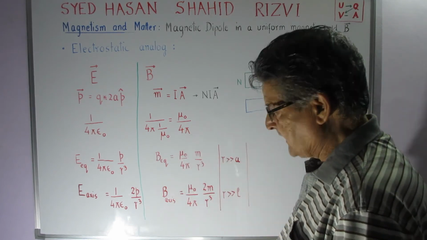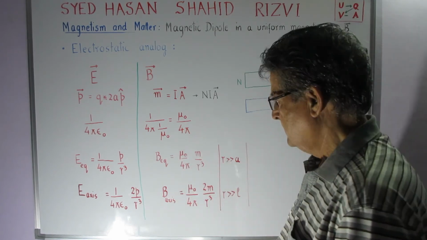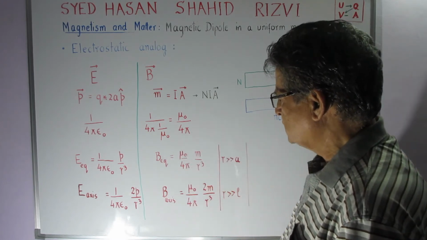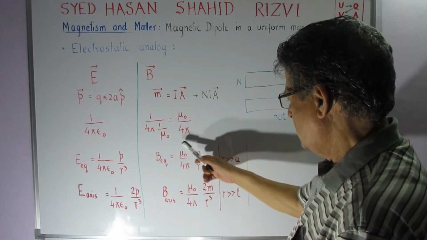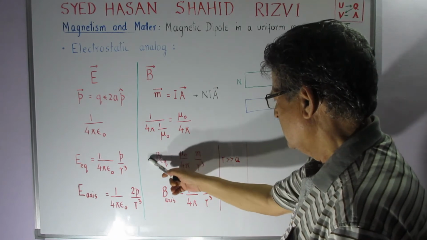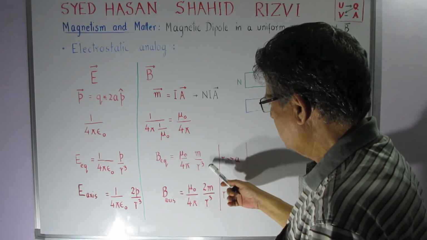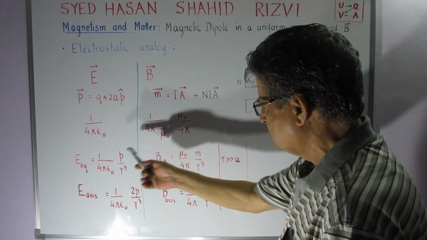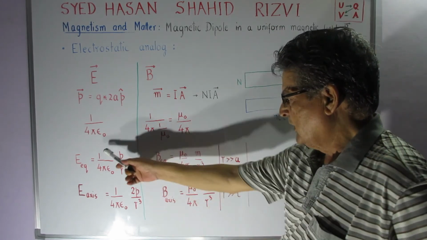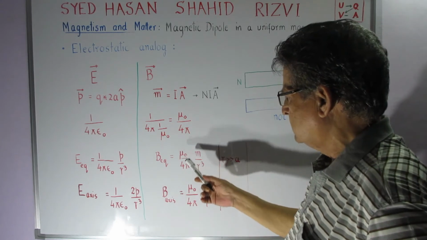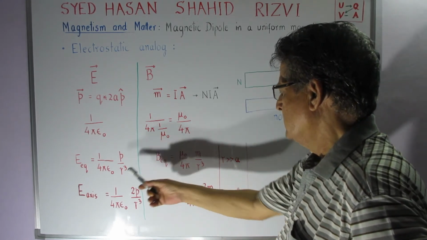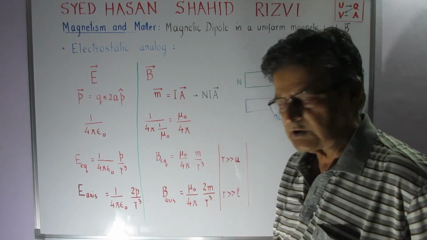Similarly, in the case of a bar magnet, in the equatorial position of the bar magnet, the value of the magnetic field is equal to mu naught upon 4 pi m upon r cube. Very similar to that. Instead of 1 upon 4 pi epsilon naught, I write mu naught upon 4 pi, and instead of p, I write m, and r cube is the same.